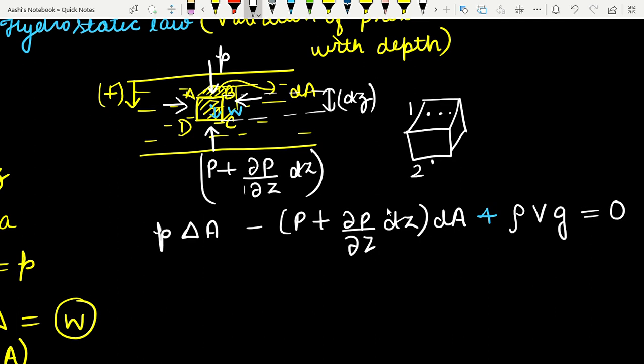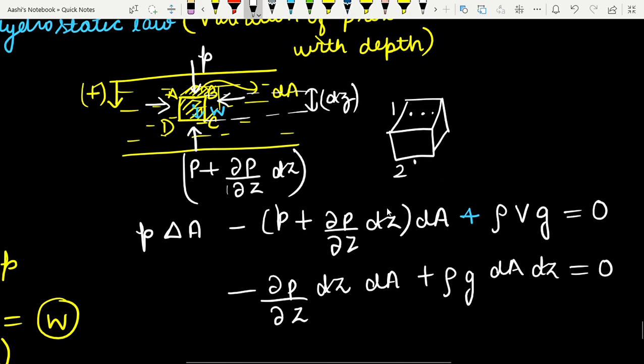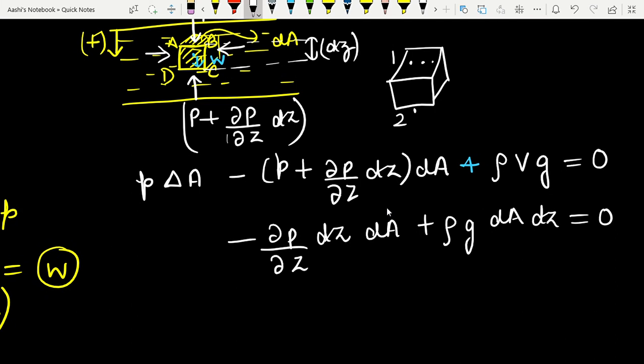Okay, so this is small p only. So this P dA will cancel out. So what will be left? ∂P/∂z into dz into dA plus rho g. What is the volume of this particular fluid element? dA into dz. From here dA can be removed, from here dA and dz can be removed. So now what will I get? ∂P/∂z is equal to minus rho g.